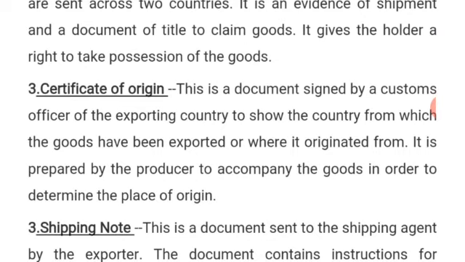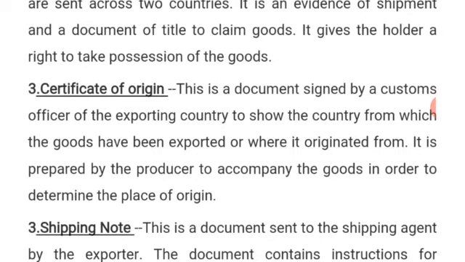Number 3, certificate of origin. This is a document signed by a customs officer of the exporting country to show the country from which goods have been exported or where it originated from. It is prepared by the producer to accompany the goods in order to determine the place of origin. Certificate of origin, as the name implies, is a document that will enable us to know where the goods are coming from, where the goods have originated.